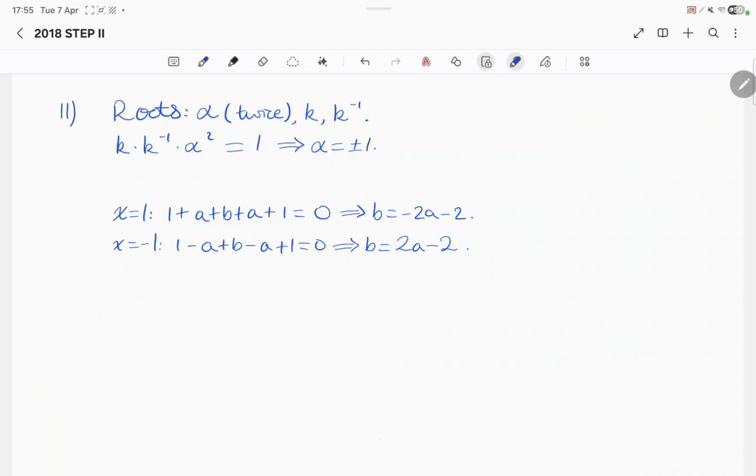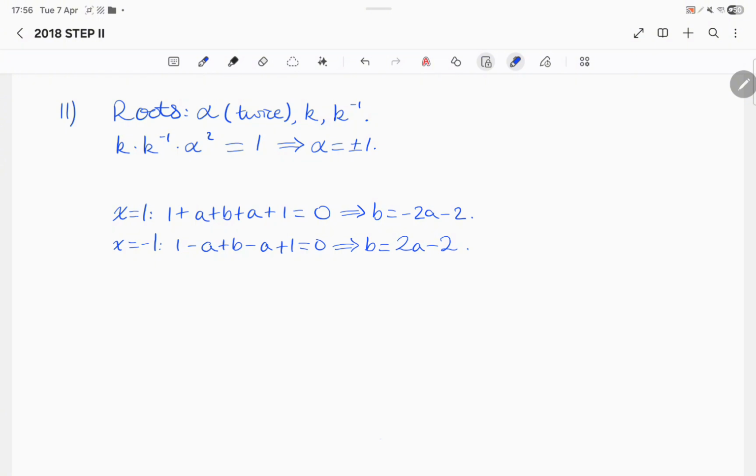Now, let's move on to part 2. In this case, we have 3 distinct roots, and therefore we have roots alpha, which appears twice, k and k^(-1). Looking at the constant term, we can see that if we multiply all of our roots together, we should get 1. And since k multiplied by k^(-1) is also 1, we require that alpha is equal to plus or minus 1.